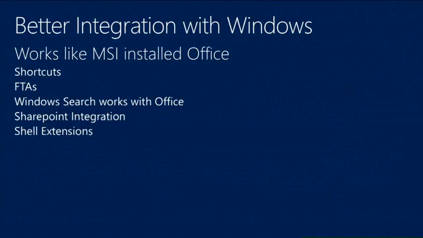All right? So with the Office 365 package, we have better integration with Windows. As I mentioned, that was one of our pillars, and with Office 365, we succeeded. It's going to work just like your MSI installed Office. Your shortcuts will work the same, your FTAs. We're actually going to have full integrated Windows search with your Office. SharePoint integration that works with no issues. We have full shell extension support. So this AppV or Office AppV package is going to work just like an MSI installed package.